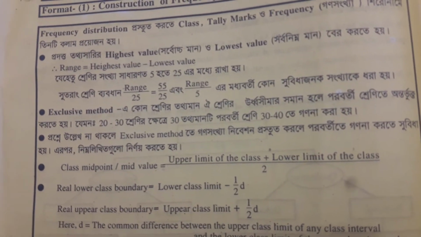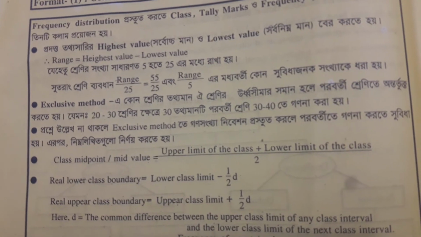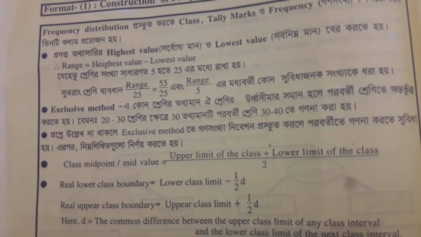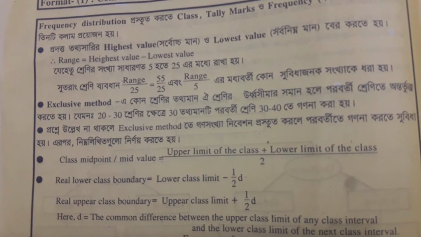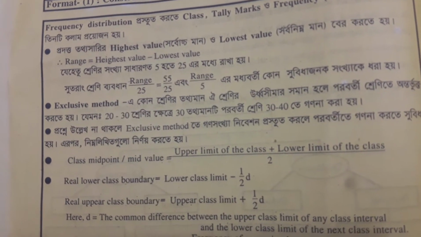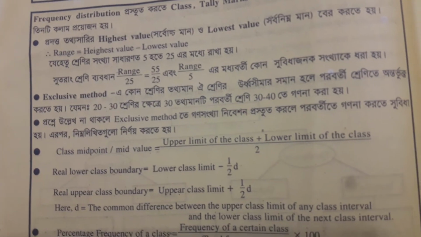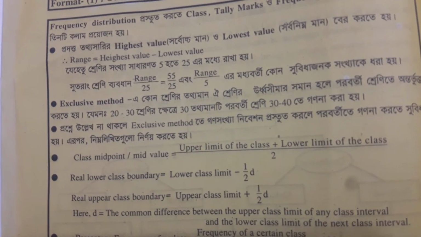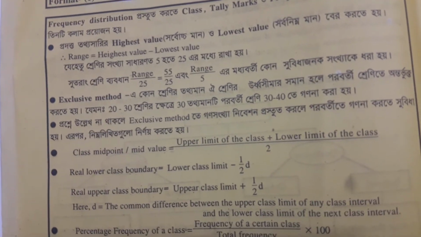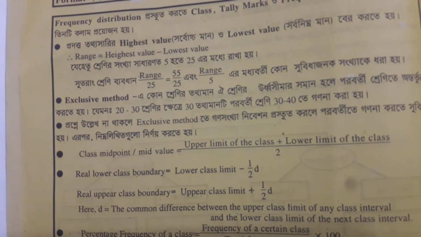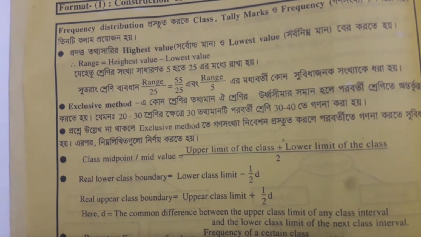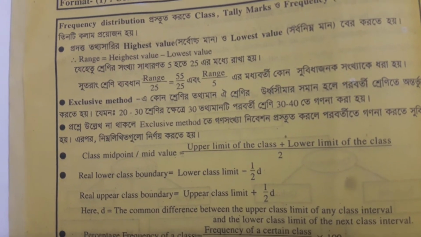Class midpoint equals upper limit of the class plus lower limit of the class. Real lower class boundary equals lower class limit minus half into d. Real upper class boundary equals upper class limit plus half into d. Here d equals the common difference between the upper class limit of any class interval and the lower class limit of the next class interval.